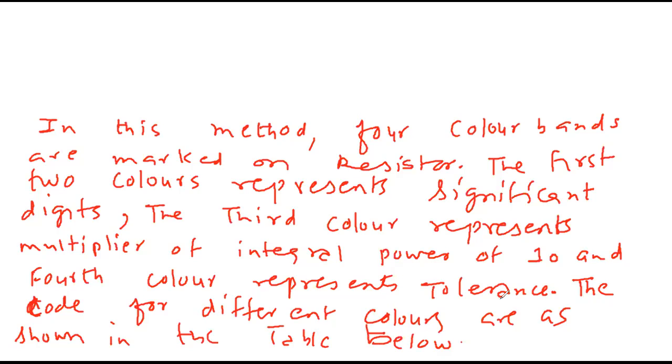First two will give you significant digits, that means some numerical numbers. Third is into 10 raised to factor. Fourth is tolerance, how much less, how much more, or you can say the limit of possibility of error. Can I clear the screen now?